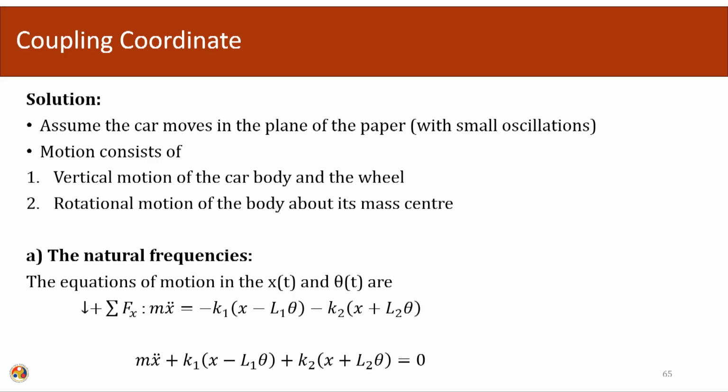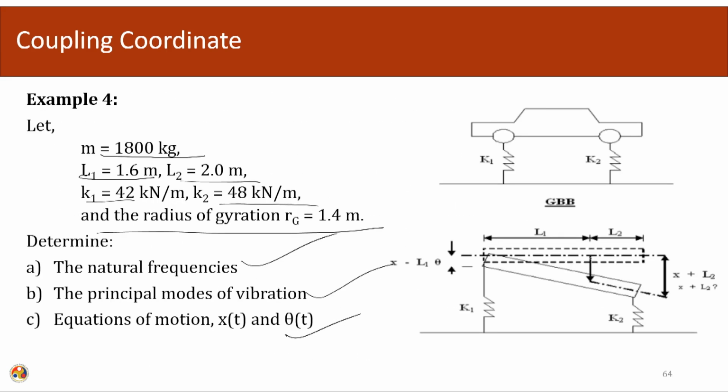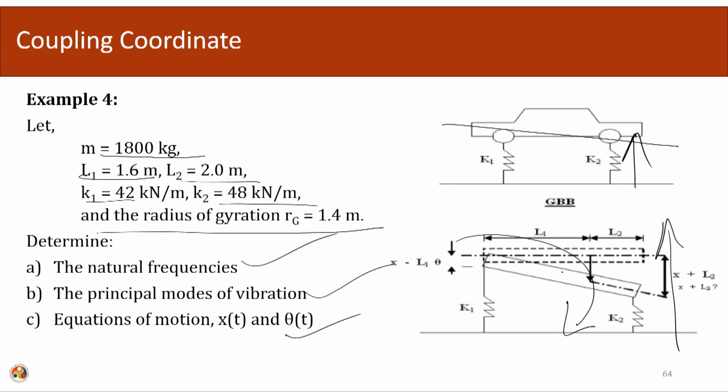We assume that the car moves in the plane of the paper with small oscillations. Here the motion will consist of vertical motion of the car body and the wheel, and the rotational motion of the body about its mass center, meaning the car is able to move in the vertical direction and the car is able to rotate also. So, rotation will occur and it can move in the vertical direction. It means that if this is the mass center, the car can rotate like this.